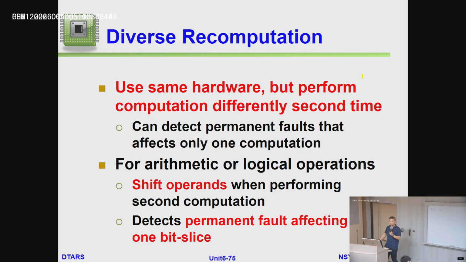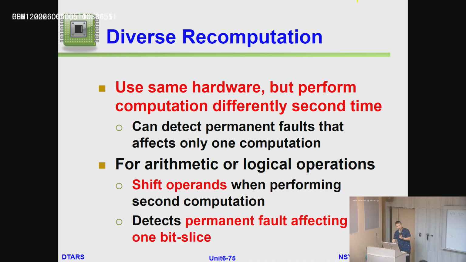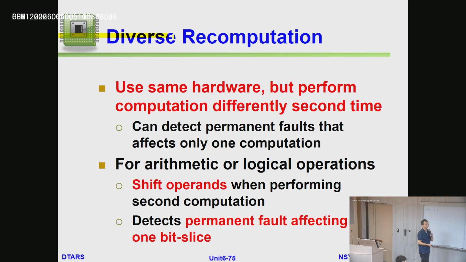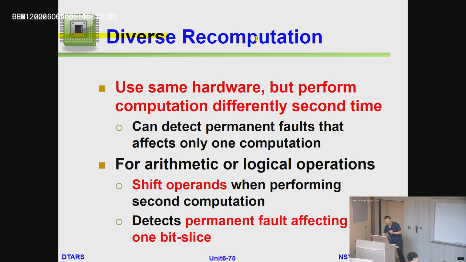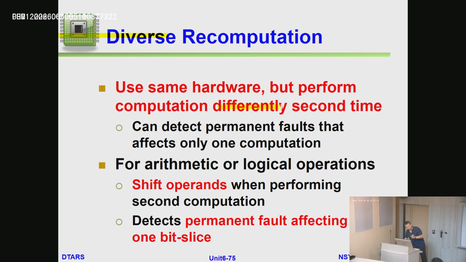We want to do the same operation so that we can very easily do it. However, if we relax this assumption, for example with diverse recomputation, then you have the possibility to detect permanent faults. The idea is that the hardware is the same, however we shift the operands. We modify the inputs and redo the execution. So here you can see that we perform the computation differently the second time.